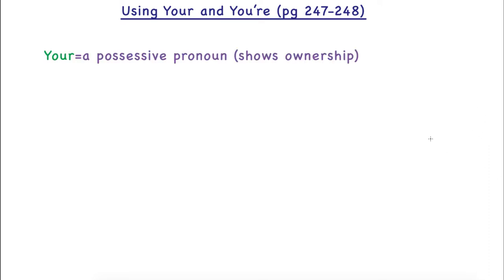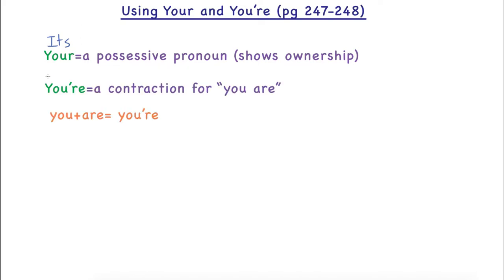Our first word is your, Y-O-U-R, no apostrophe. It is a possessive pronoun, which shows ownership. Just like in our last lesson, it shows possession. Our next word, you're, Y-O-U apostrophe R-E, is a contraction, meaning it's two words put together for "you are." If I put you and are together, it makes you're, Y-O-U apostrophe R-E. All right, let's go over it.